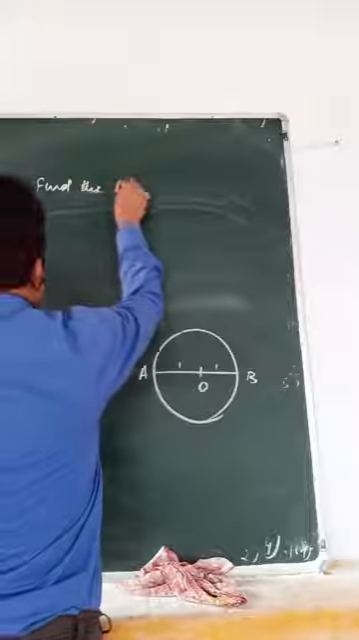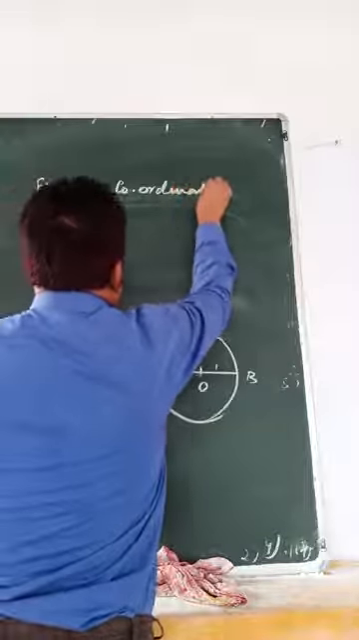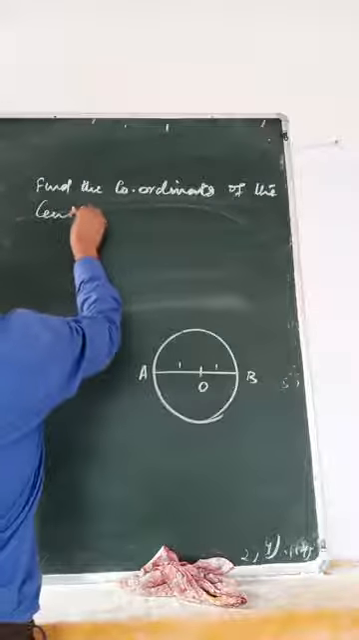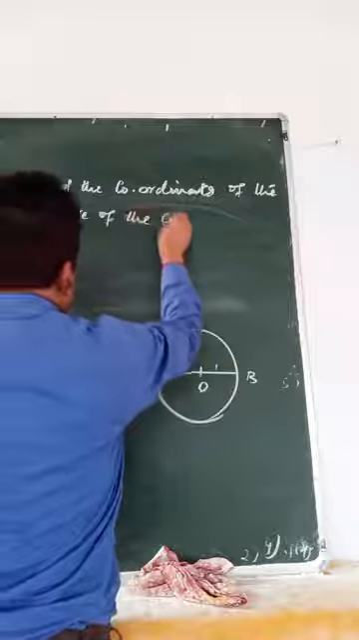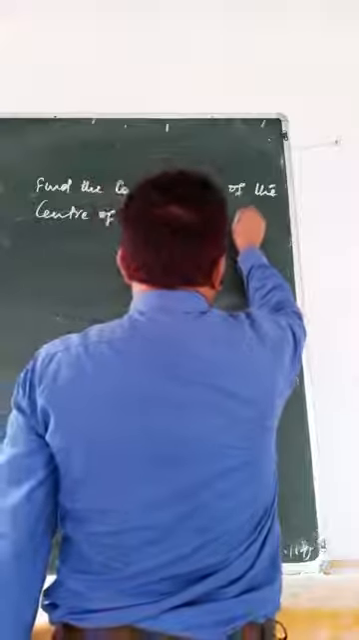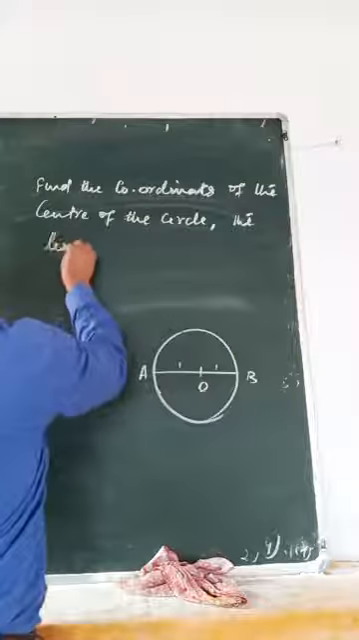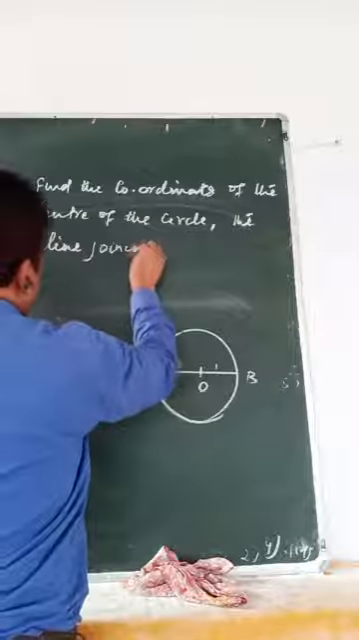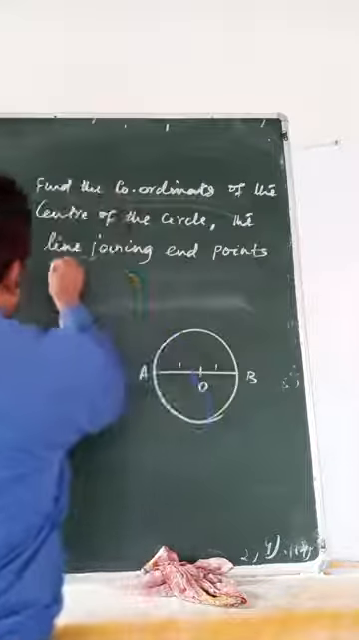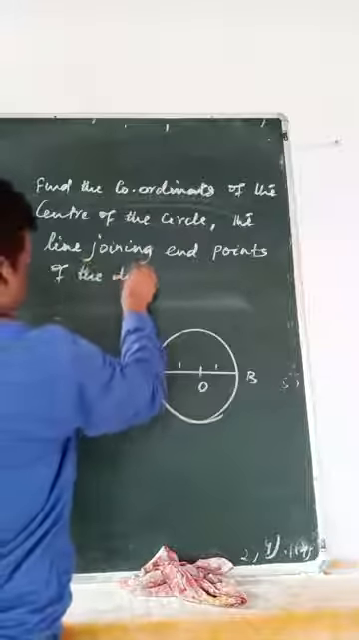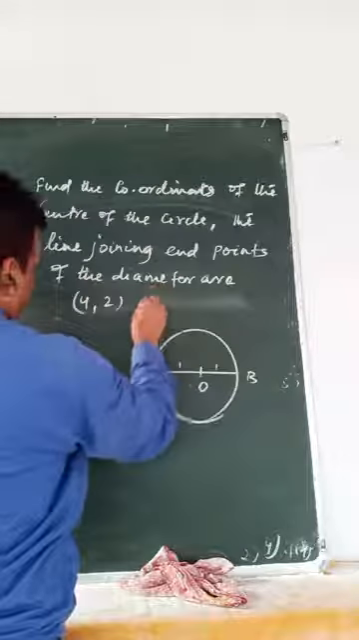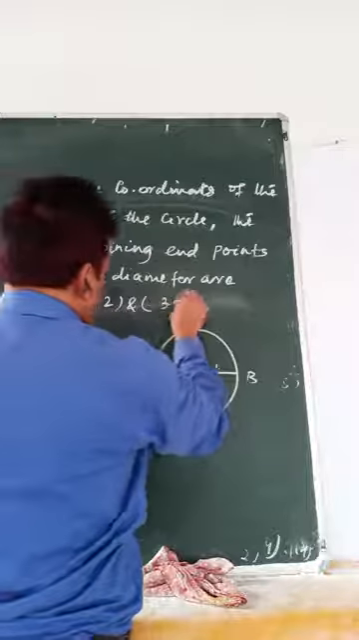Find the coordinates of the center of the circle, the line joining the end points of the diameter are (4, 2) and (3, 5) respectively.